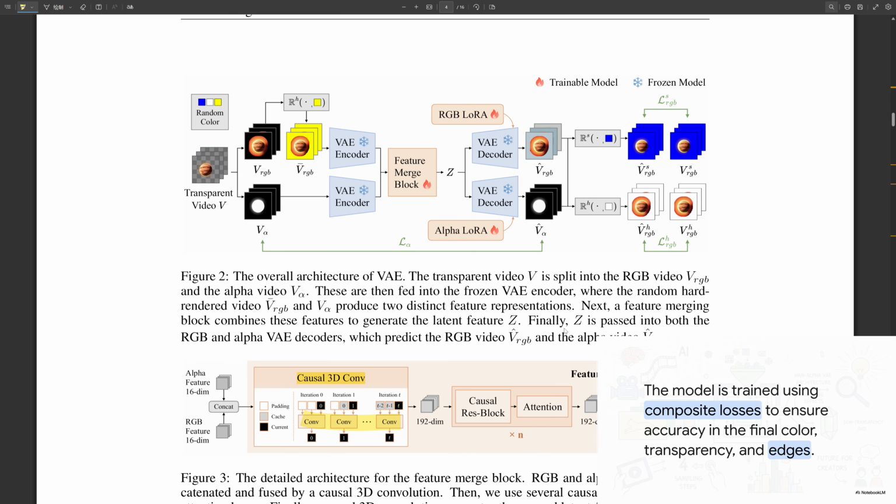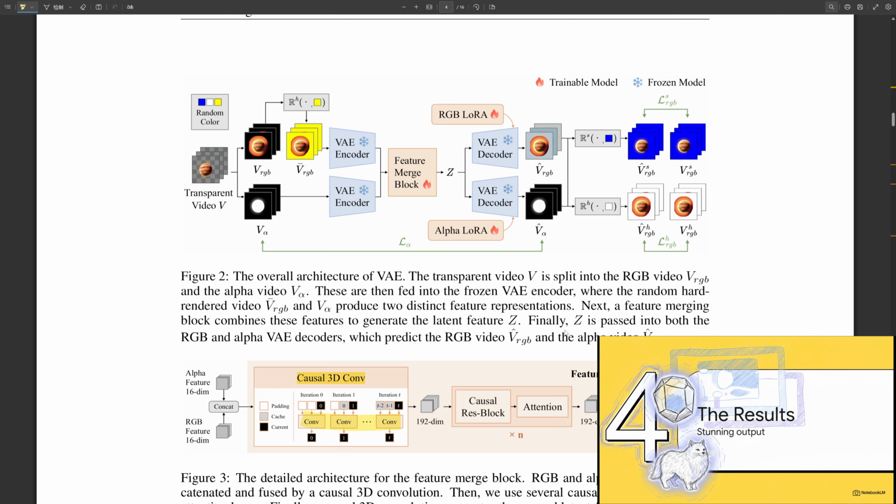And to make sure that blueprint is as accurate as it can be, the model gets graded on multiple things at once. It's kind of like a grading rubric in school. The AI gets a score for how good the colors are, a score for the transparency, and crucially, another score for how clean and sharp the edges are. This forces the model to nail every single detail, not just the easy parts.